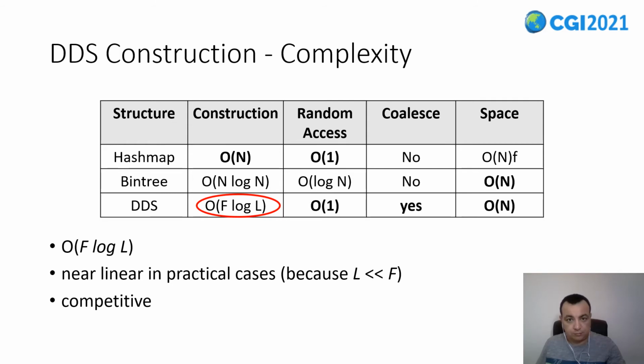As for the comparison between our structure, the DDS, and other well-known structures, the construction runtime of this pipeline is of order F log L, where F is the number of fragments and L is the number of layers. And as in practical cases L is usually a lot less than F, the algorithm is near linear in F in practice. So it is competitive with other structures such as trees and hash maps, especially if you also consider storage complexity and coalesced memory access. More details can be found in the paper.